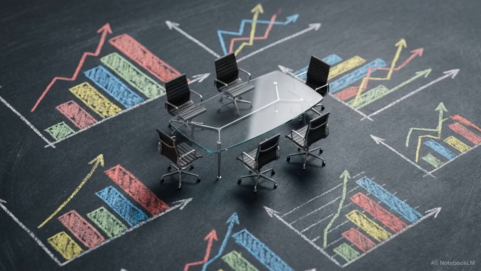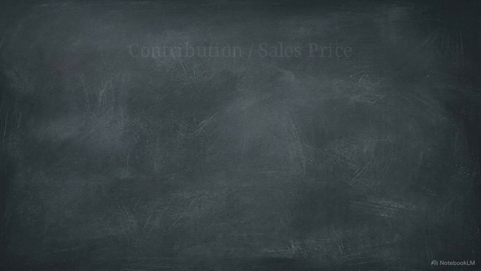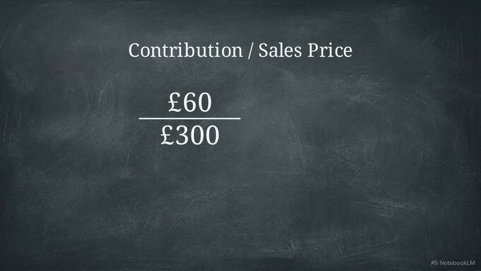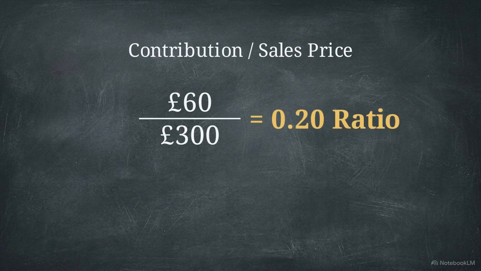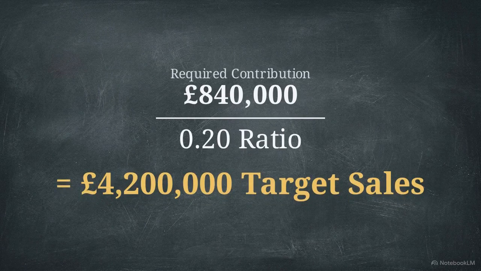There are times when management needs to see the break-even point in total revenue rather than units. This is where we use the contribution to sales ratio. We find the ratio by dividing the contribution by the sales price. In this example, £60 divided by 300 gives a ratio of 0.2. We then divide our total required contribution by that ratio to find the target sales value, in this case, £4.2 million.